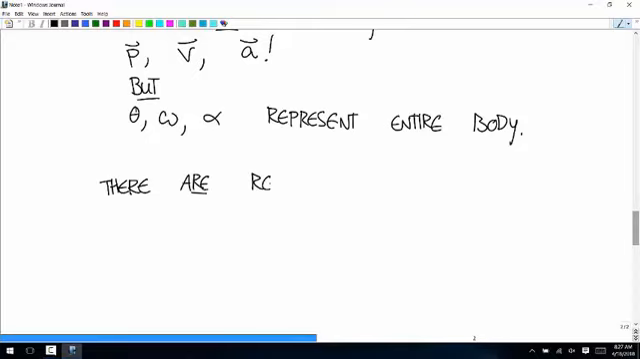There are relationships between translational and angular quantities.